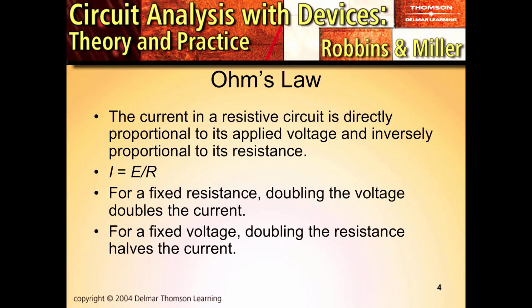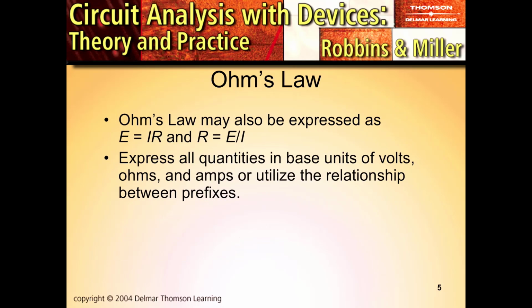So Ohm's law says the current in a resistive circuit is directly proportional to the applied voltage and inversely proportional to its resistance. Therefore, I equals E, or V, divided by R. For a fixed resistance, doubling the voltage doubles the current. Okay, for a fixed resistance, that means the resistance hasn't changed. Doubling the voltage will double the current. For a fixed voltage, doubling the resistance will halve the current. That means it'll be 1/2 or 50% of what it was.